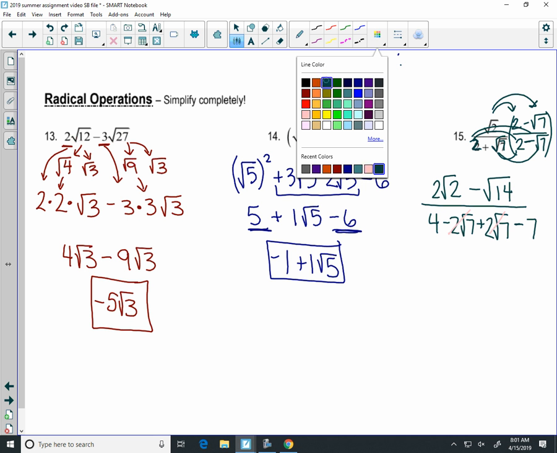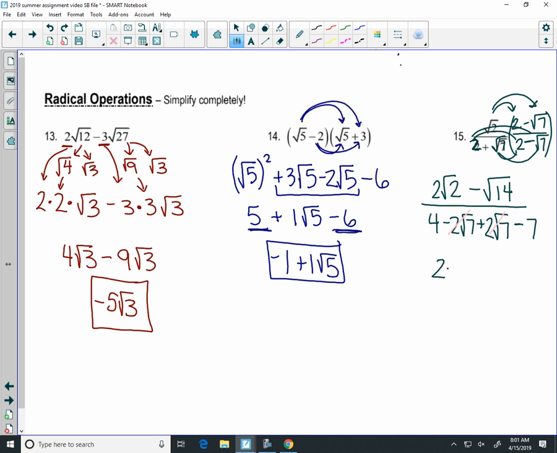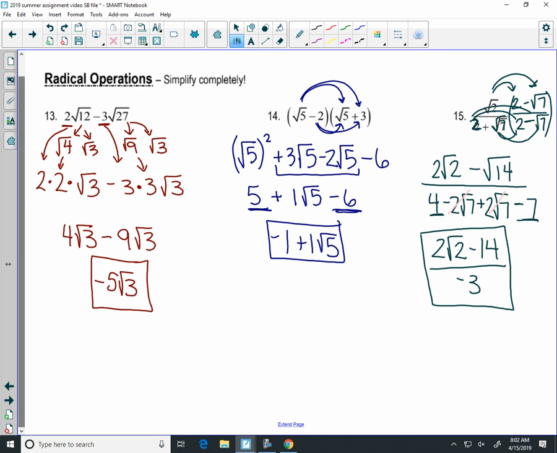All right, last step here. The top stays the same. The denominator, 4 minus 7, is negative 3. So you can leave it like that. I don't really mind if you have negatives in the denominator. I don't know how picky your Algebra 2 teacher was about that.